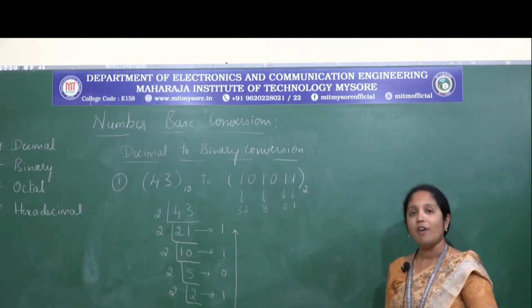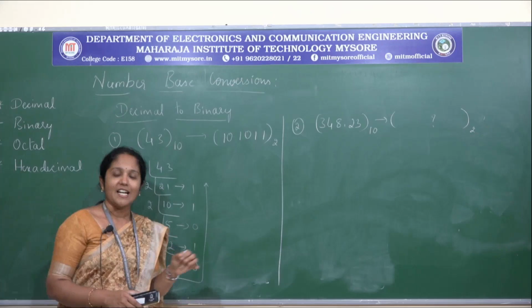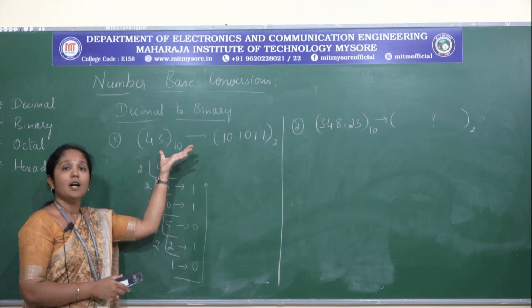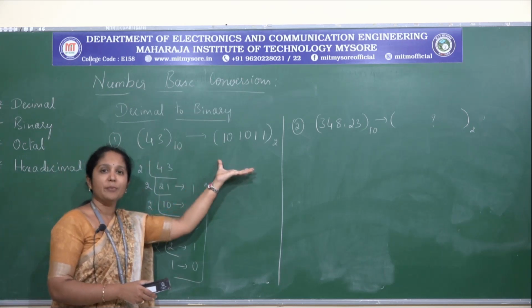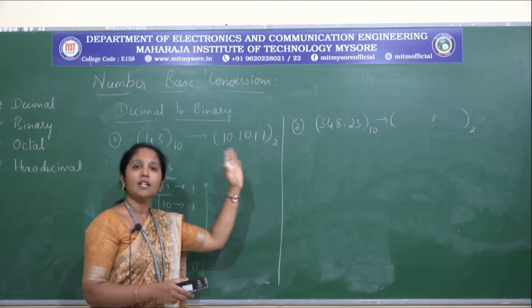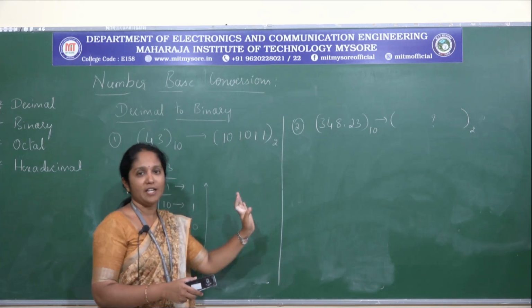Now, if you have a fraction, then you need to know how to convert it. So that is also very important. Just now we have seen how to convert a given decimal number to a binary number. Now let us understand the procedure for converting a fractional decimal number to a binary number.